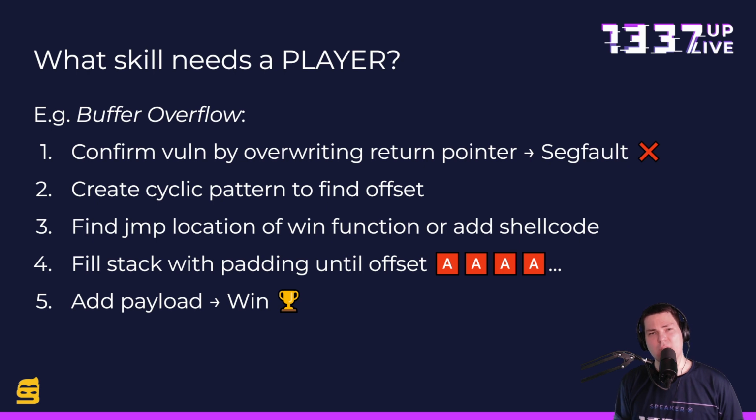From there, you need to find the jump location, or for example, a win function, or maybe if you can execute code on the stack, you have a little bit of a different way of doing that. We will look at an example in this talk very soon. And basically, once you identify the offset and you know where you want to jump to, you fill the stack with padding until the offset, so usually with A's, and then you add your payload and you win. So hopefully you get the flag, and hopefully you got the flag in my easy register challenge.